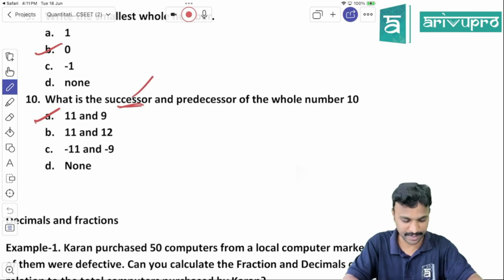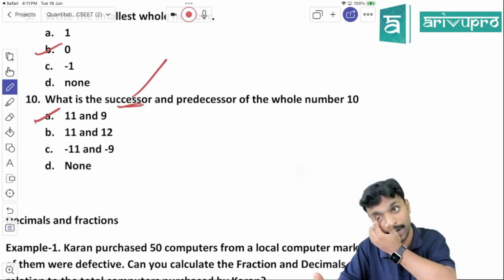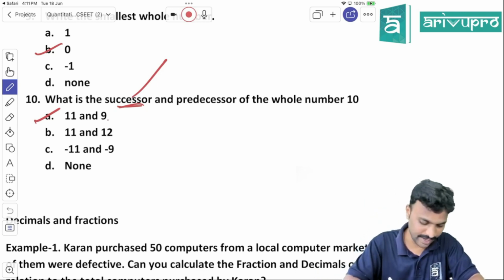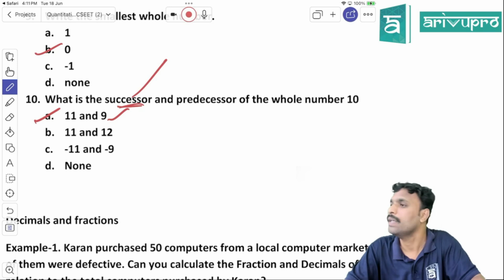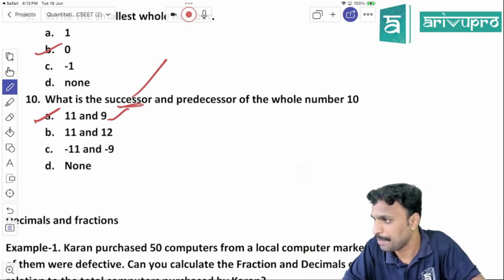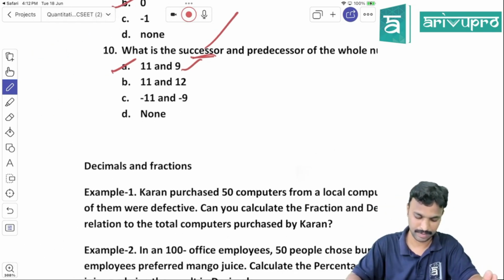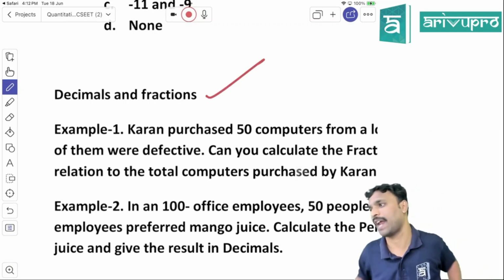First of all, successor of the whole number 10 is 11. Predecessor of the whole number 10 is 9. So 11 and 9 is the answer. Purida. So this concludes the number system concept. Clear? All concepts clear? Now moving on, decimals and fractions.